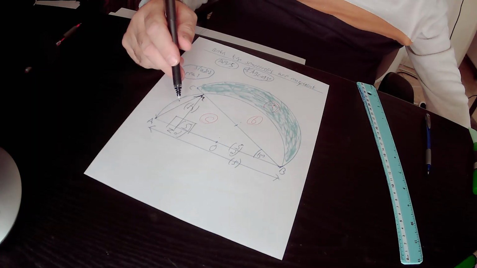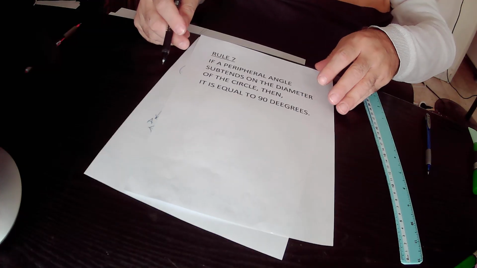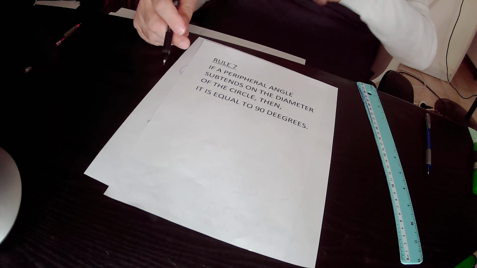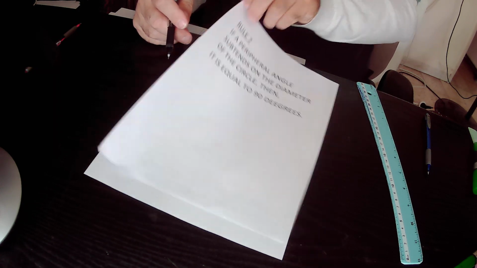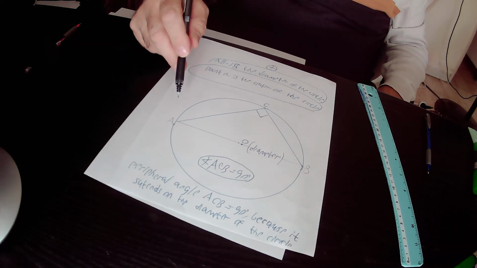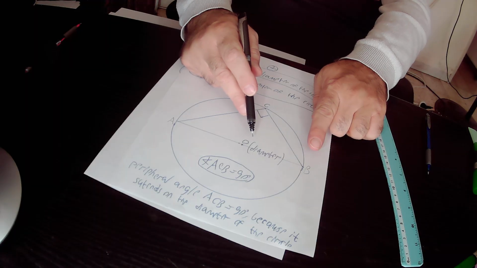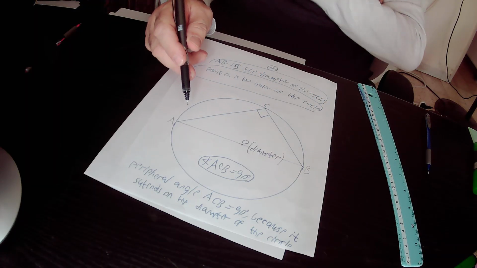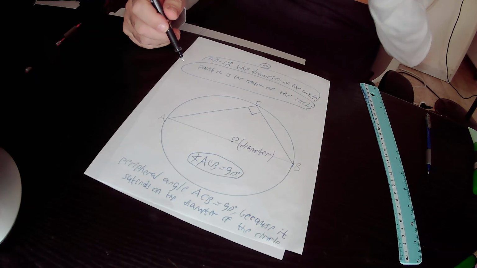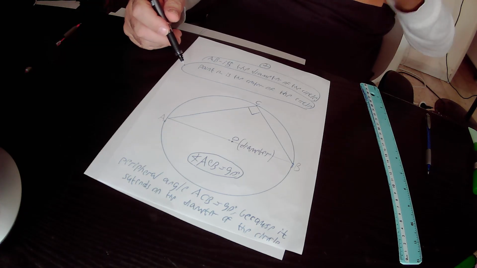So I'll repeat quickly rule 7. According to rule 7, if a peripheral angle subtends on the diameter of the circle or semicircle, then it is equal to 90 degrees in its size. In the moment we have a circle. This is peripheral angle ACB that subtends on chord AB, that is the diameter of this circle, and therefore according to this rule 7, peripheral angle ACB must be equal to 90 degrees in its size. So according to rule 7, any peripheral angle that subtends on the diameter of a circle or semicircle must be equal to 90 degrees in its size.